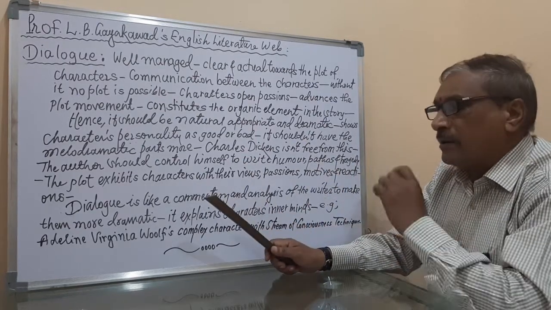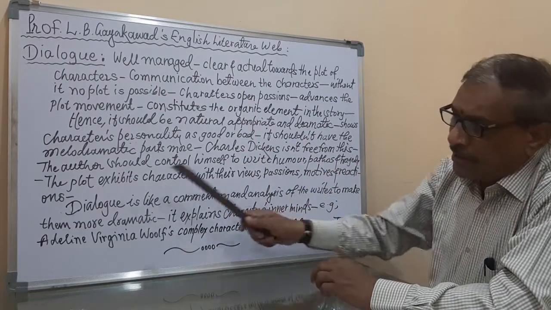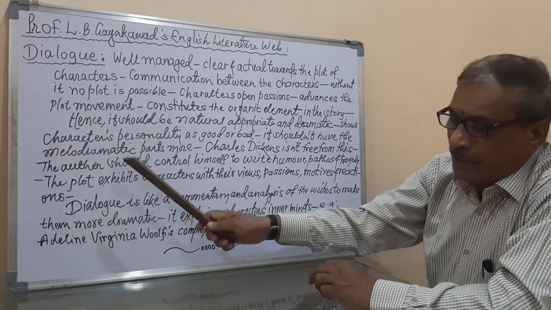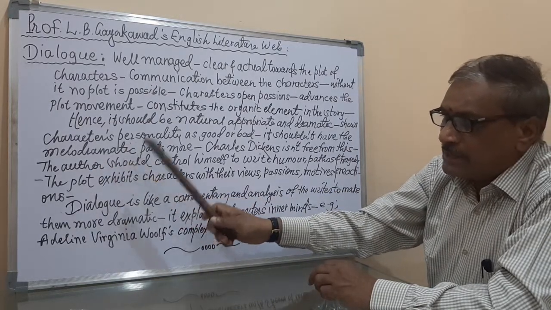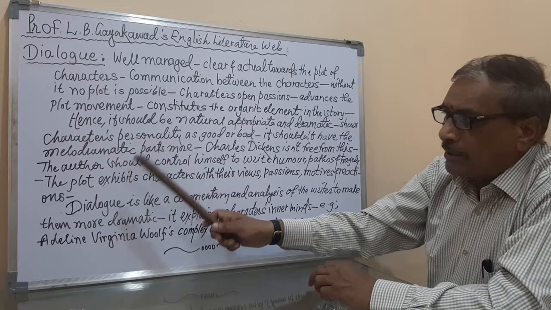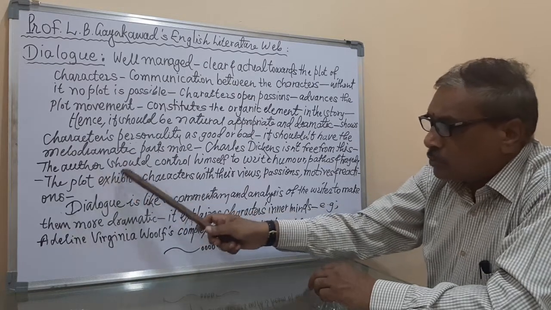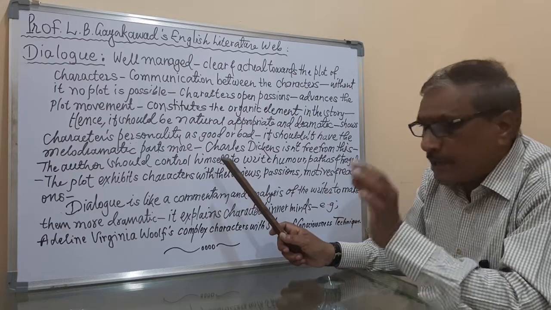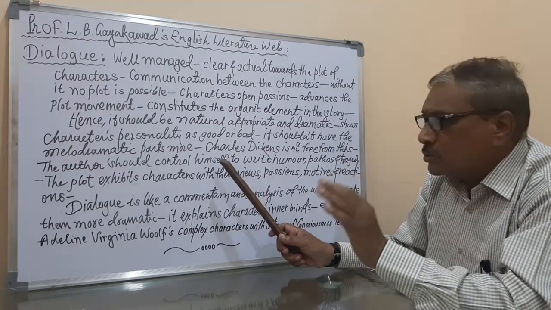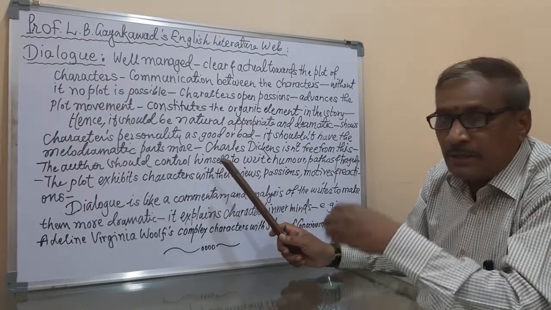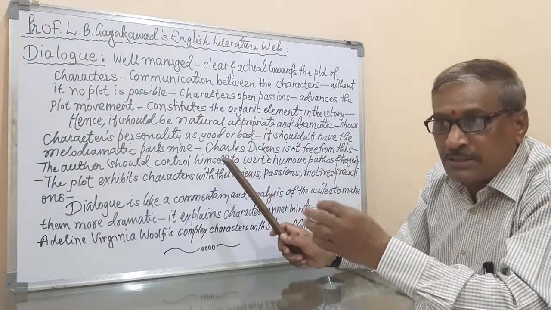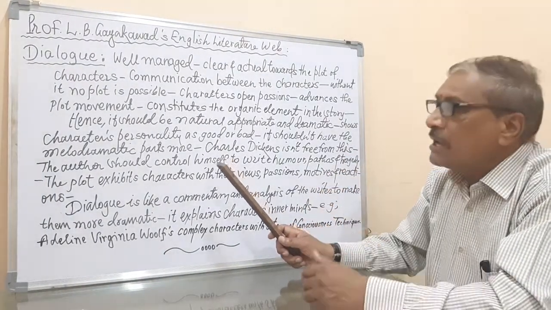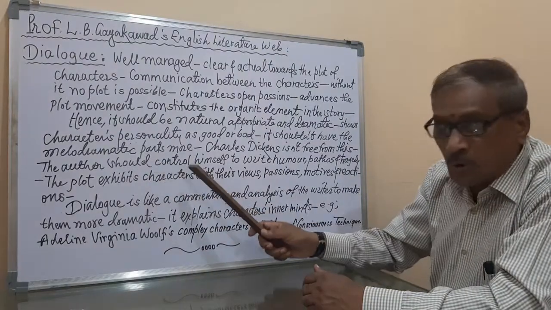In this way we want to say the author should control himself to write humor, pathos and tragedy. Now the point is that when the author is writing his story, or when the author is writing his novel or the drama, the author should control himself, because to write a drama, to write a novel or to write a story is for society. It is the actual picture of society. That's why the author should control.